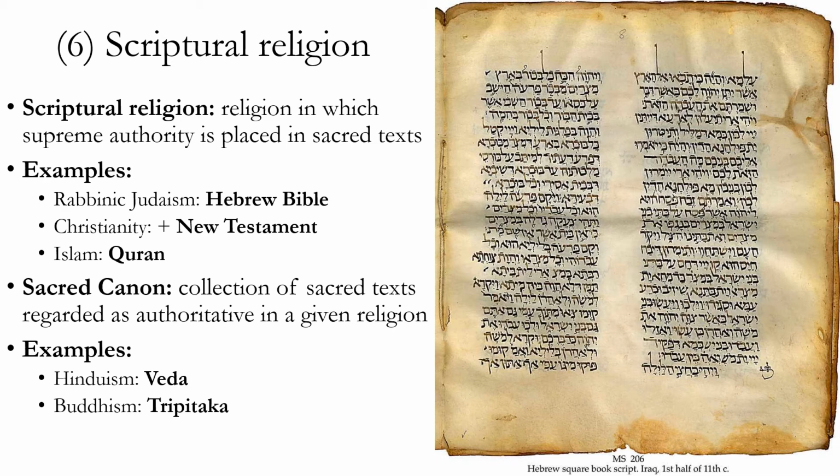Some examples of scriptural religions include Rabbinic Judaism, Christianity, and Islam. Rabbinic Judaism is so named because it's based on the teachings of the rabbis, who were interpreters of the Hebrew Bible in ancient times as today.